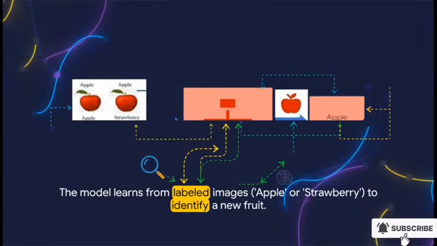And here's a great visual example. The model is given a bunch of pictures, and each one is labeled. This one is an apple, this one is a strawberry, and so on. The AI studies these, learning what makes an apple, its round shape, its color. After it's trained, if you show it a brand new picture of an apple that it's never seen before, it can correctly say, "Hey, that's an apple." That's supervised learning in a nutshell.